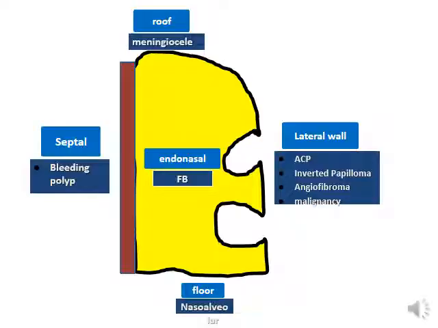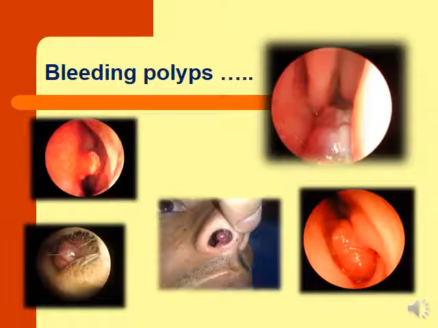The unilateral masses you can see in this diagram. This is one side of the nose. You will have structures either arising from the roof. When we say the roof of the nose, this means the floor of the brain. Or arising from the floor of the nose, that's to say the roof of the palate, or arising from the septum, septal masses, or arising from the lateral wall of the nose. The commonest are the antrochoanal polyps, the inverted papillomas, the angiofibromas, and the first structure arising from the septum.